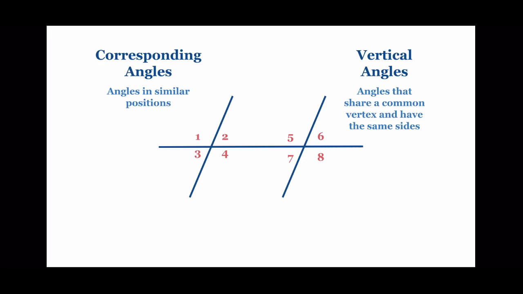So like 1 and 5 are corresponding angles. So for example, if I define the measurement of angle 1 and I was given the measurement of angle 5, it would be equal. So it would have the same numerical measurement.